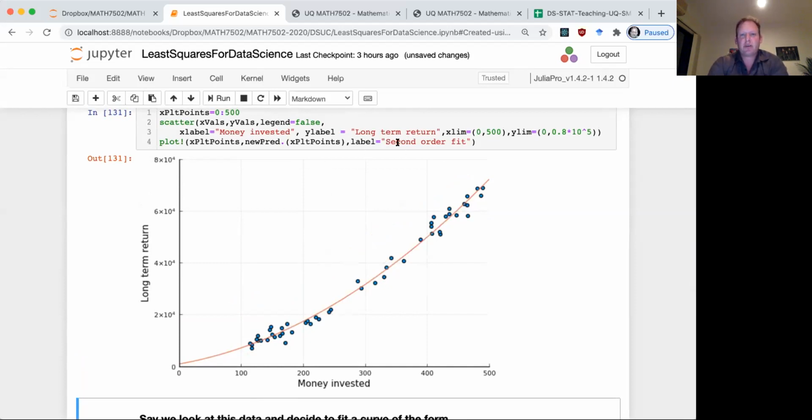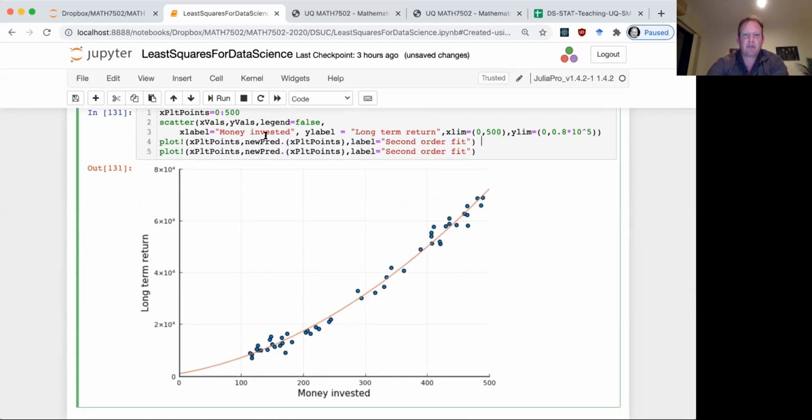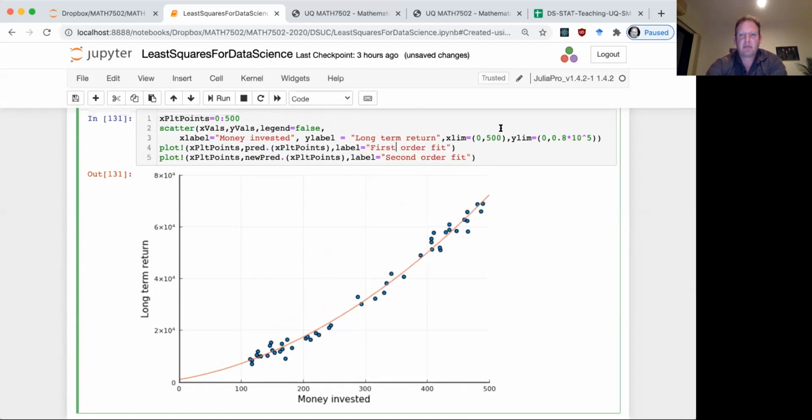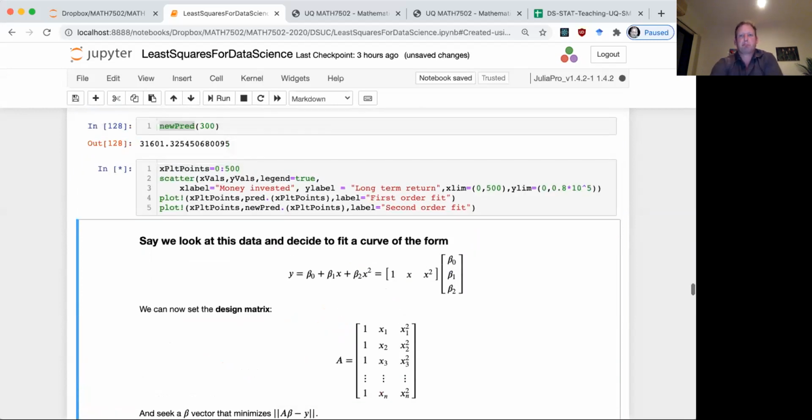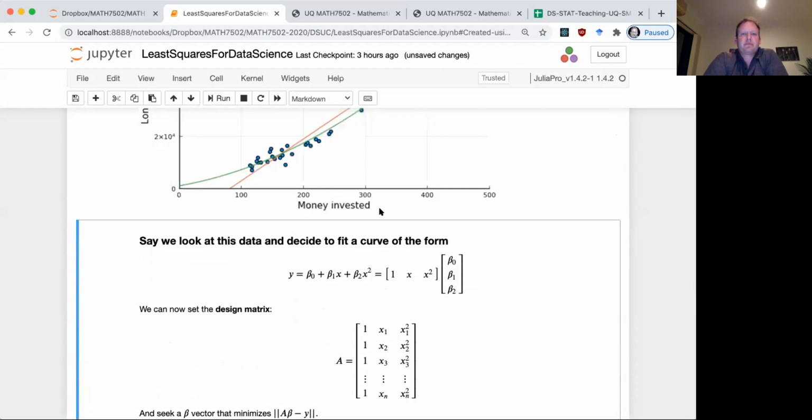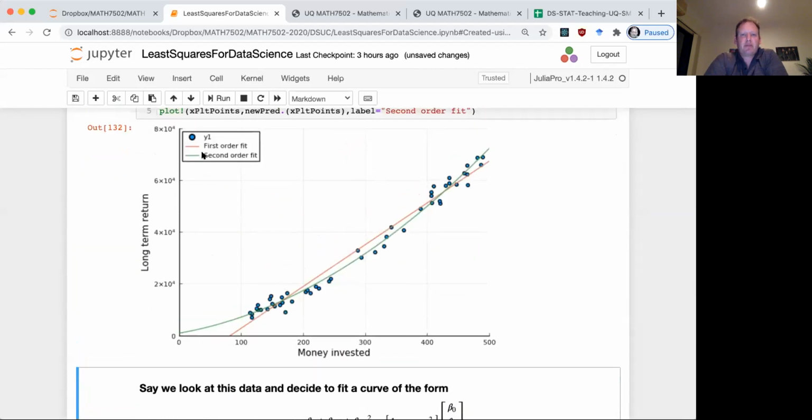So just to finish up, let's call this a second order fit and let's also plot the pred from before, the first order, with legend true. So we've got both the first order fit and the second. All right. So yeah, you can do a whole lot with least squares. You can fit a parabola through points. We'll speak about this more.